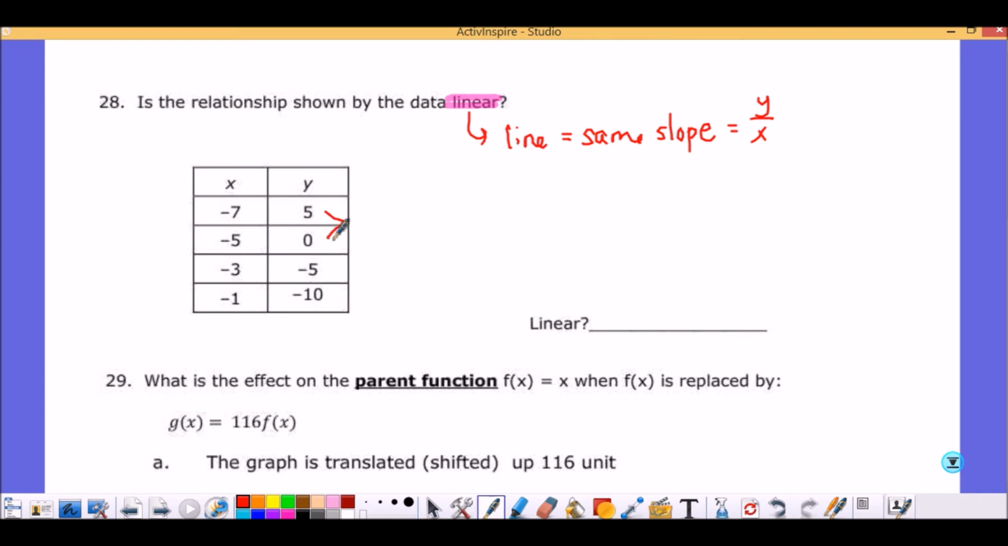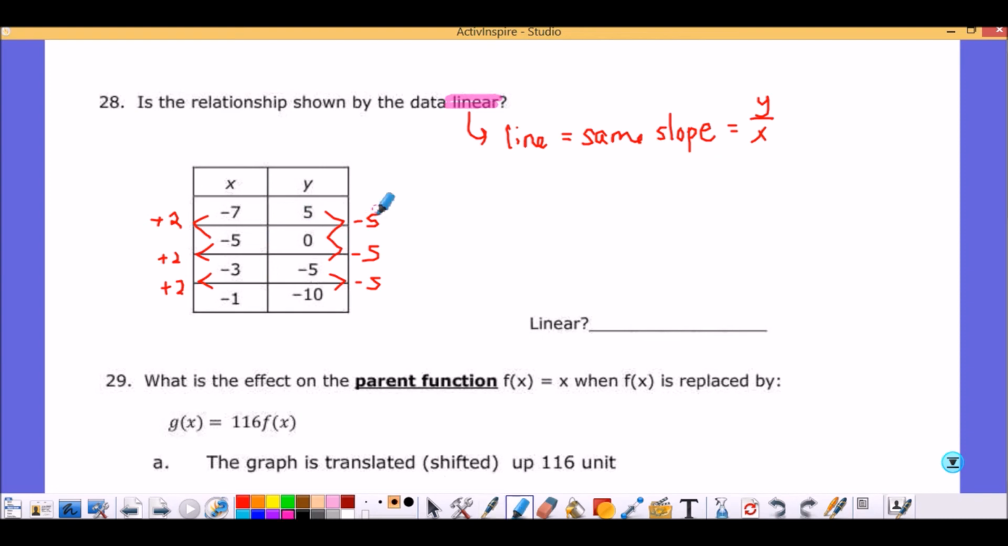So 5 to 0, I would subtract 5. 5 to minus 5, I would subtract 5. So at least the pattern on the right is minus 5. How do I get from negative 7 to negative 5? That's right, add 2. All right, so now let's see if my slope is all the same.